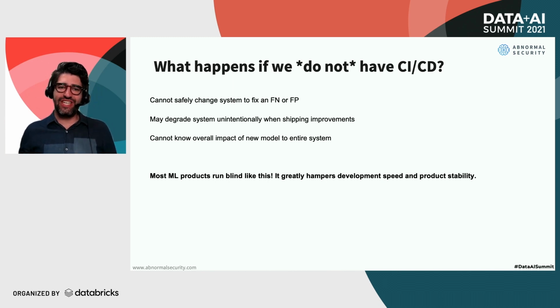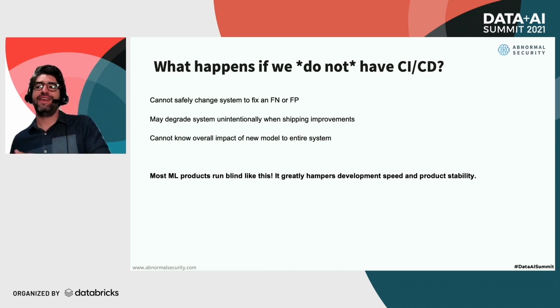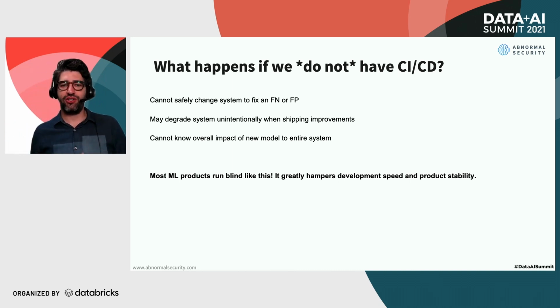Well, we can't change the system very easily to fix a false negative or false positive with any confidence that something else doesn't break. We might degrade the system unintentionally when we ship improvements, and this will hurt our customers and potentially leave them vulnerable. And we can't know the overall impact of a new model to the system. The individual engineer who's developing a model might measure the impact of that model by itself, but to know the impact of the entire system at once, it's difficult to have this automated.